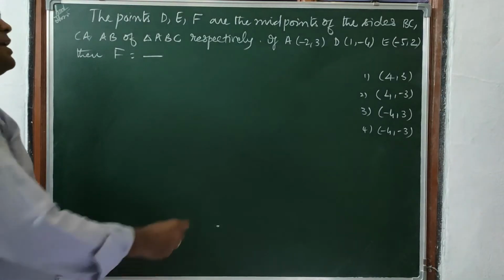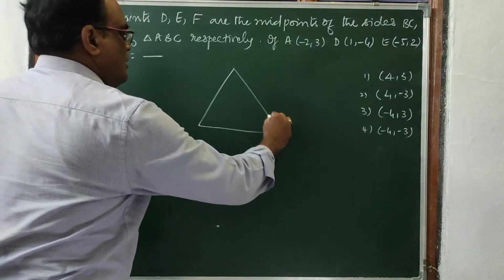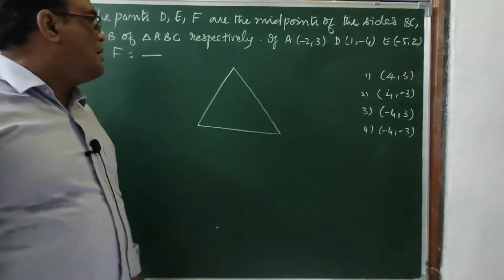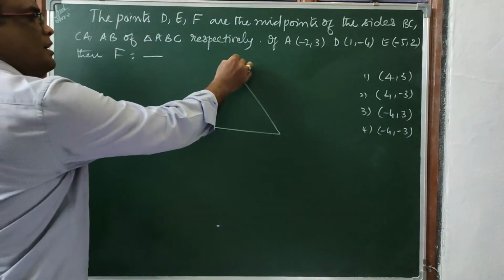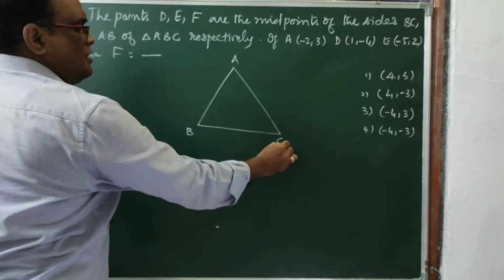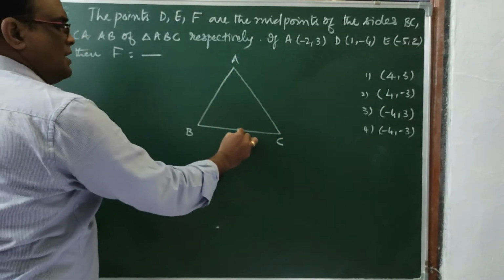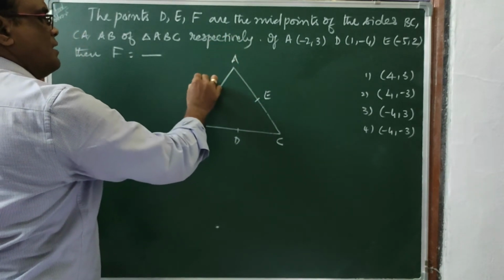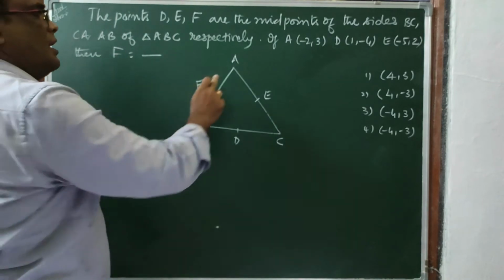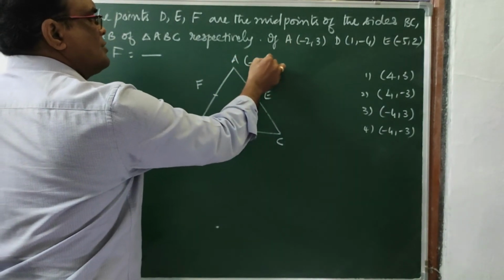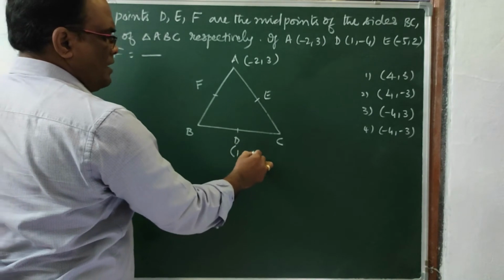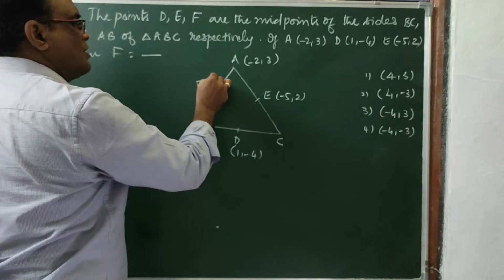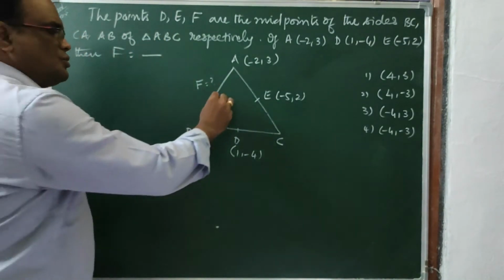The points D, E, F are the midpoints of the sides BC, CA, AB of a triangle ABC respectively. So these are ABC vertices. D is the midpoint of BC, E is the midpoint of CA, F is the midpoint of AB. Okay, respective. A (minus 2, 3), D (1, minus 4), E (minus 5, 2). We are required to find F. See, join.